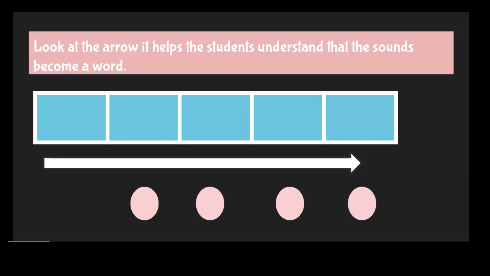To use Elkonin Boxes, a child listens to a word and moves a marker into the box for each sound or phoneme. In some cases, different colored markers may be used for consonants and vowels or just for each phoneme in the word.